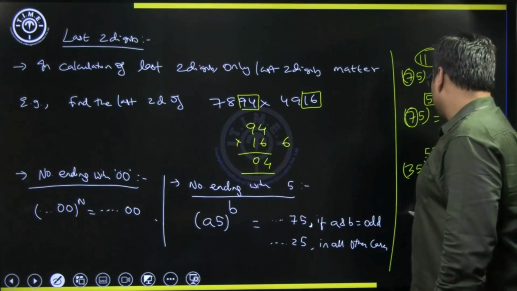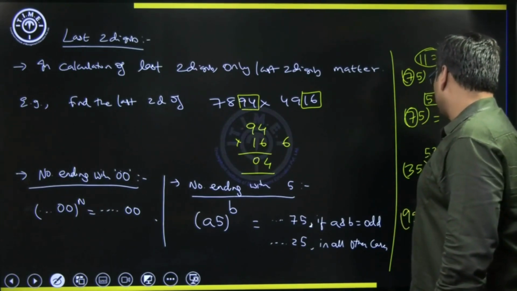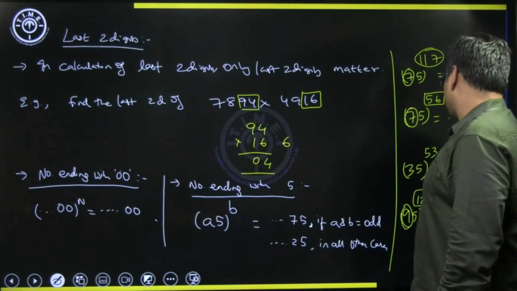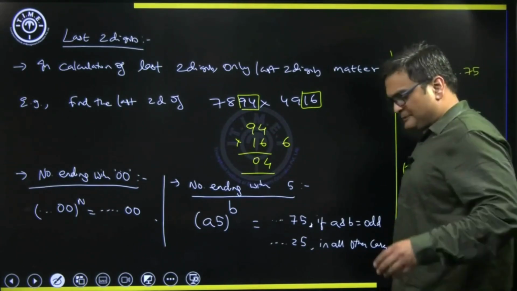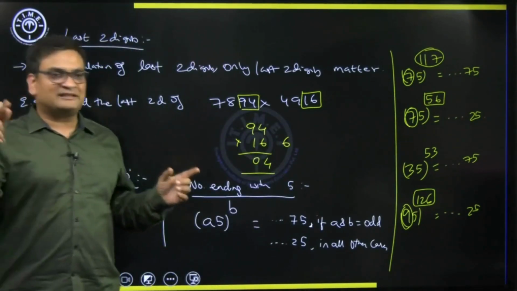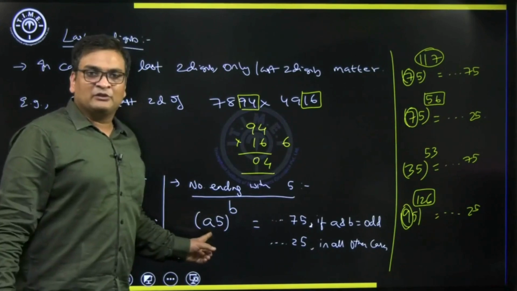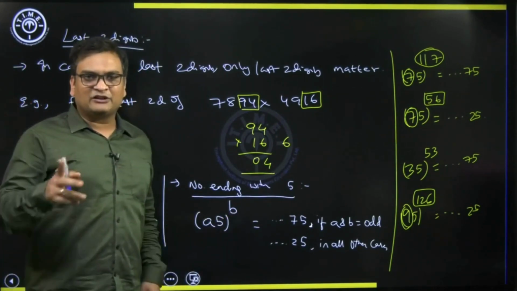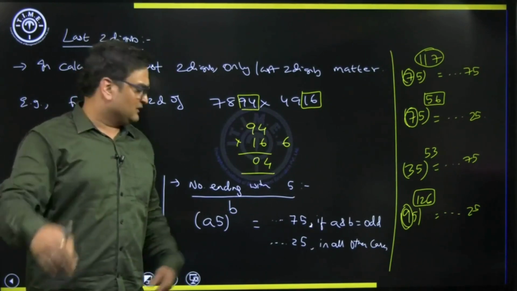If I ask you 95 to the power 126, this is odd, this is even, it's going to end with 25. So just by looking at the even and odd nature of A and B, now what is A? A is the tens digit. What is B? B is the power. Just by looking at the nature of A and B, whether they are even or odd, we can answer our question very, very directly.